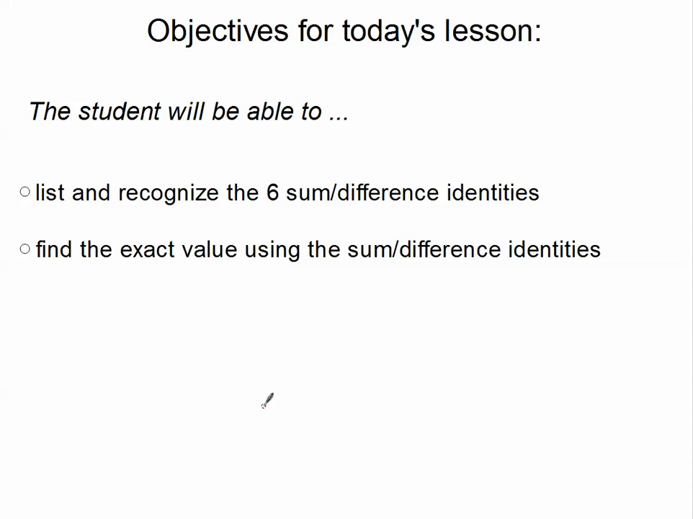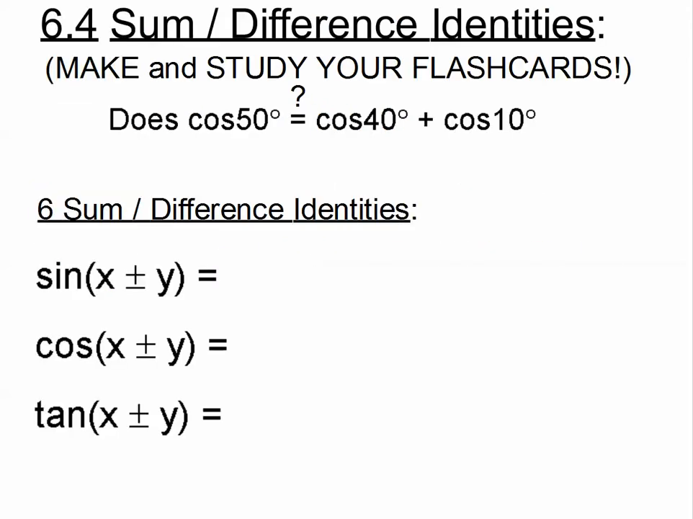In this first tutorial, we will be able to list and recognize the 6 sum or difference identities and be able to find the exact value using those sum and difference identities. So we are in section 6.4 in our textbook, Sum and Difference Identities.